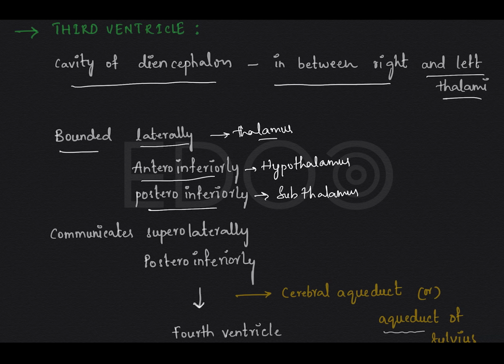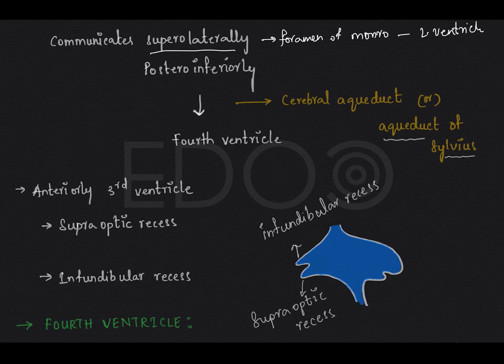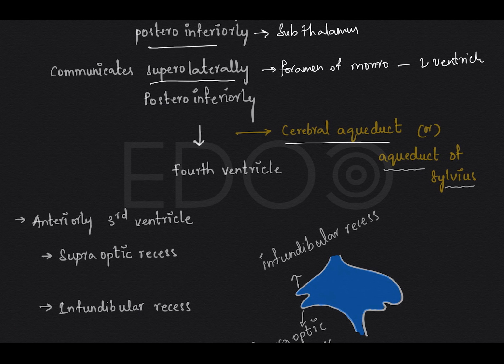And next, let's look to which it communicates superiorlaterally. Superiorlaterally, it communicates with the foramen of Monro of lateral ventricles. And posterior inferiorly, it connects to fourth ventricle by means of cerebral aqueduct or aqueduct of Sylvius. Aqueduct of Sylvius is located in mesencephalon or midbrain.